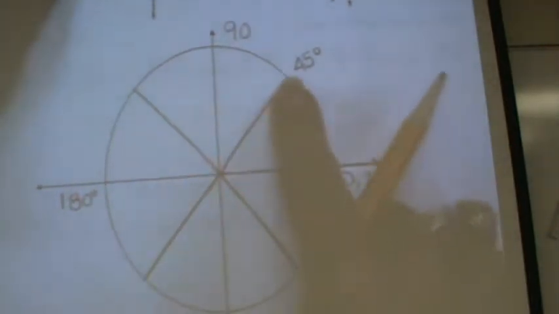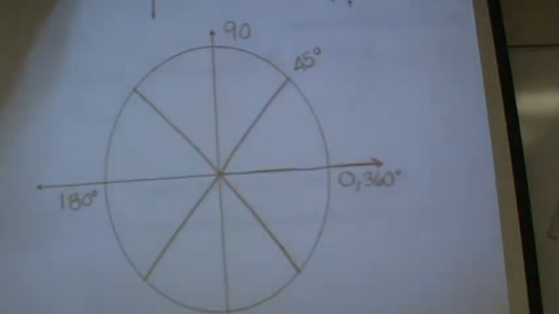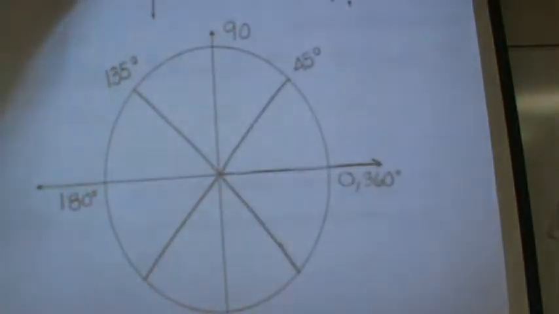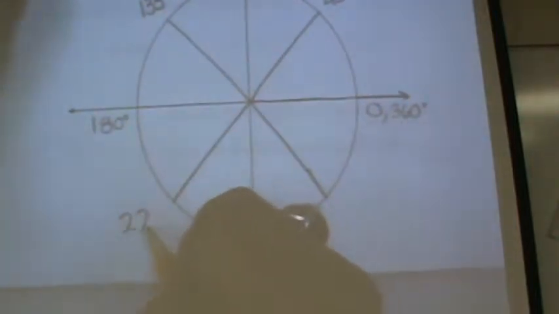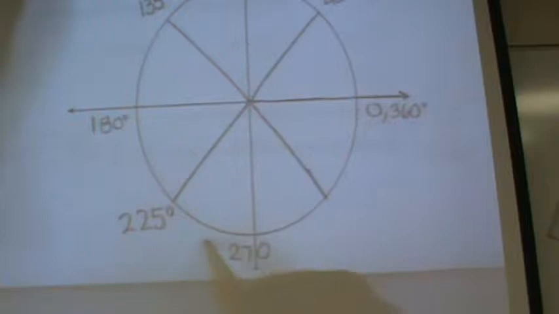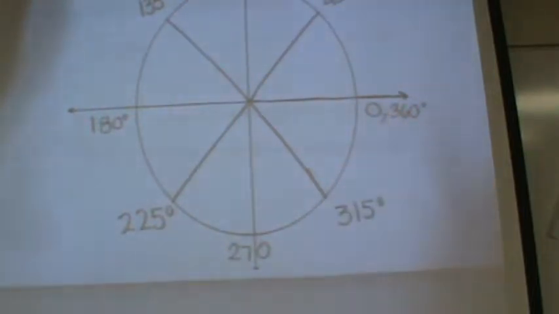So if this is 45, add 45, you get 90. Add 45, what do you get? 135. Keep going. Add 45, 180. Add 45, 225. Add 45, 270. Add 45 to 270, what do you get? 315. And add 45, you get 360.